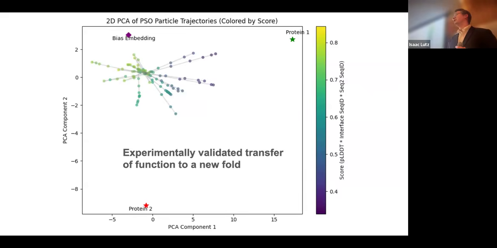So that's what that looks like. And long story short, this actually works. We were able to experimentally validate that we can transfer the function from one fold onto another fold using this approach, where we use these particles moving through latent space. This basically proved out to me, we did this last fall into early this year, that this map is an effective way to reason over proteins. And we can actually use this map for protein design.